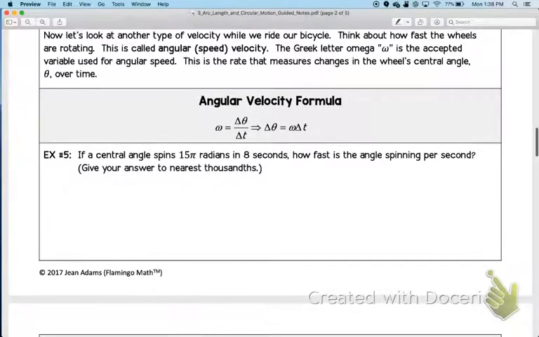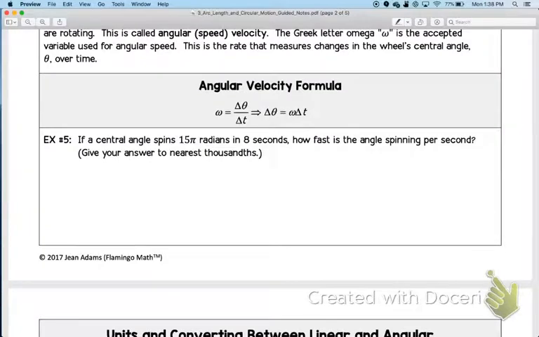So here we have our formula. Omega, our angular velocity, is equal to delta theta over delta t. If we solve for theta, it's equal to our angular velocity times time. So our distance around, our central angle theta, is going to be equal to that.